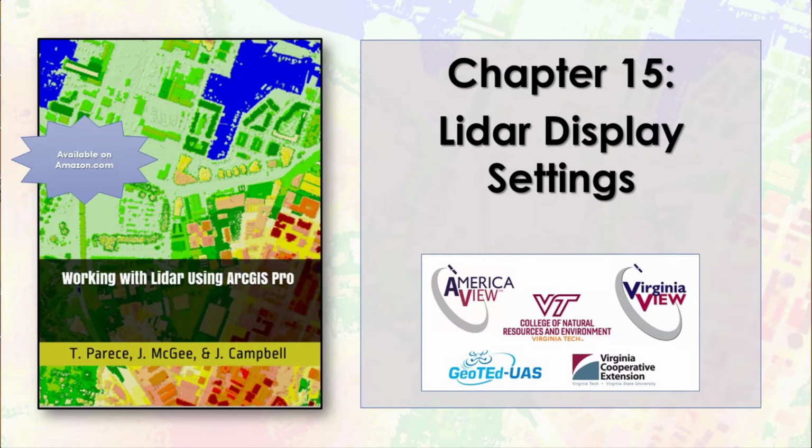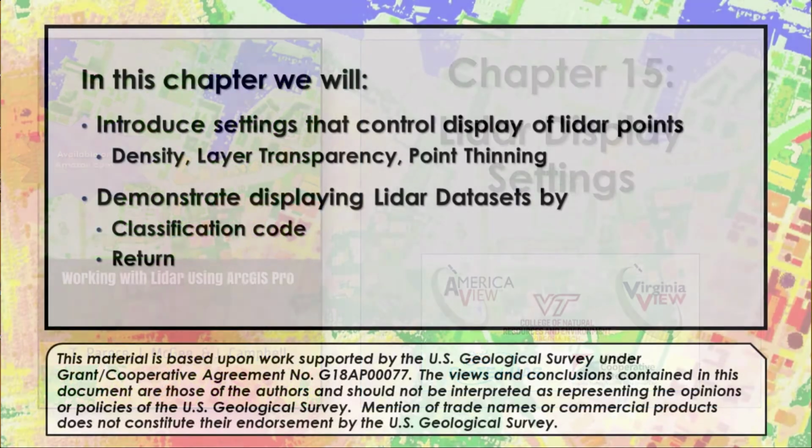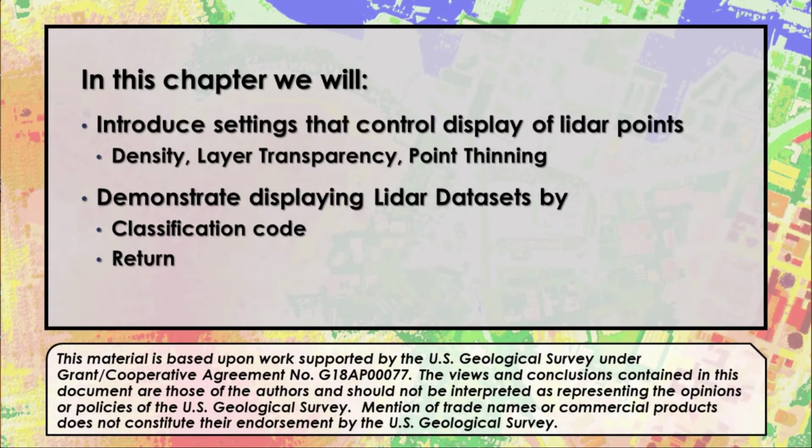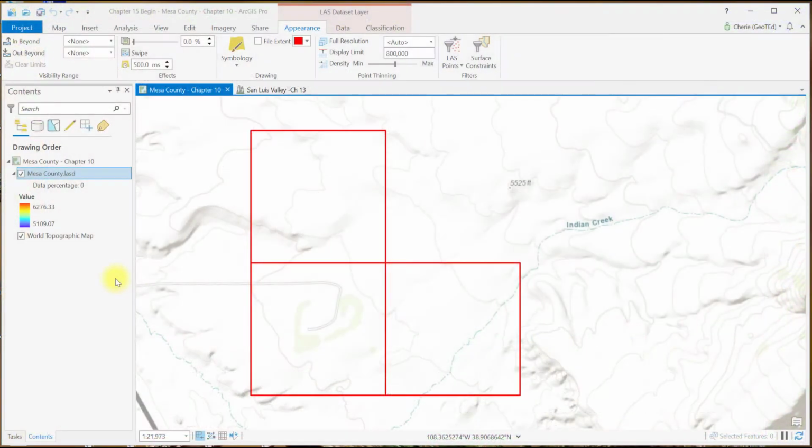We demonstrated in the last two chapters adding Lidar data as separate tiles and then combining those tiles into one LAS dataset. As we saw in those chapters, ArcGIS Pro does not display the entire point cloud, and in some instances does not display any part of the point cloud until zoomed into a portion of the tile. In this chapter, we'll introduce the settings that control the display of LiDAR points and how to display only certain classification codes and/or returns.